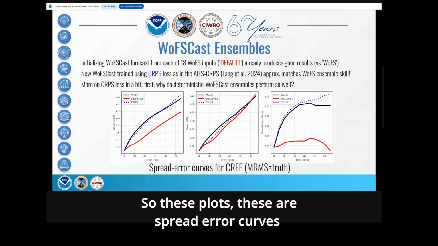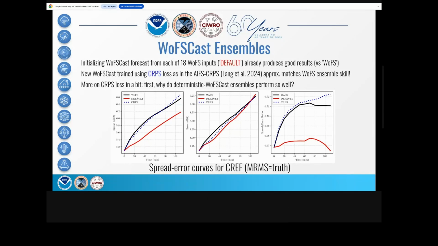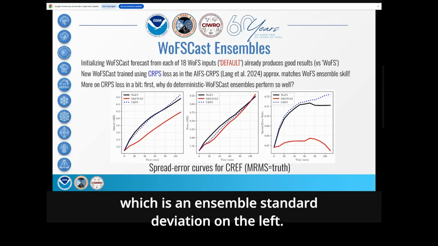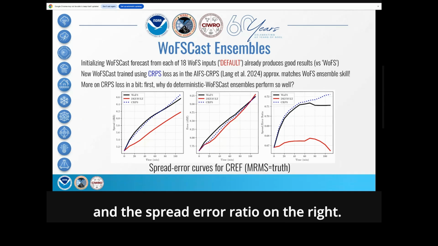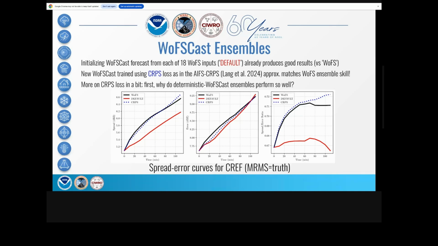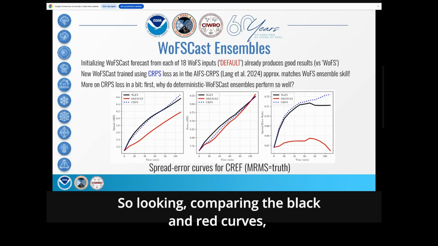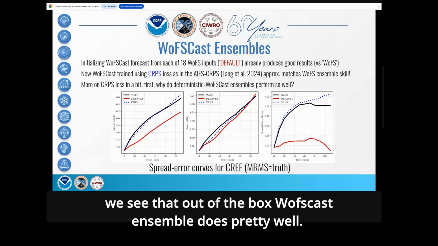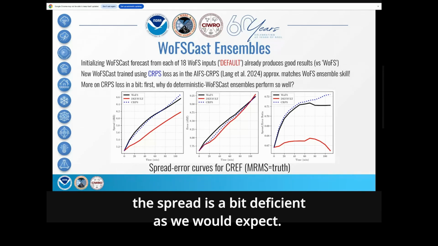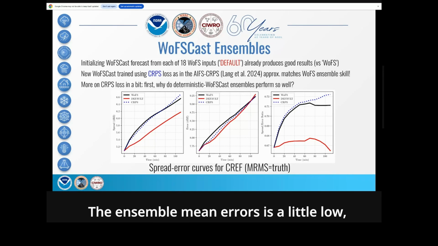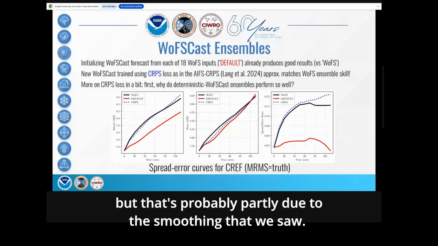These plots are spread error curves for composite reflectivity, where we regard MRMS as truth. We have spread, which is ensemble standard deviation, on the left, ensemble mean error in the middle, and the spread error ratio on the right. Ideally that would be close to unity. Comparing the black and red curves, we see that the out of the box WoFS ensemble does pretty well. The spread is a bit deficient, as we would expect. The ensemble mean error is a little low, but that's probably partly due to the smoothing that we saw.